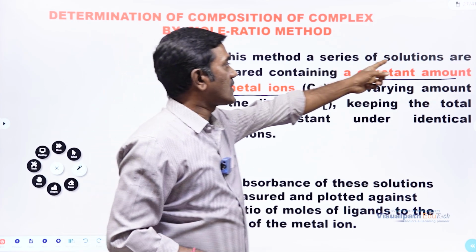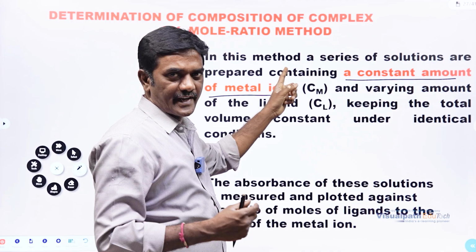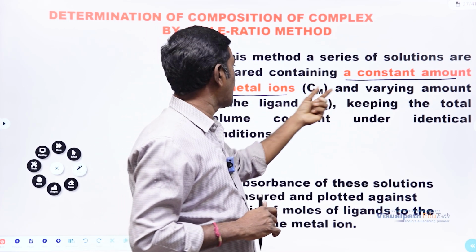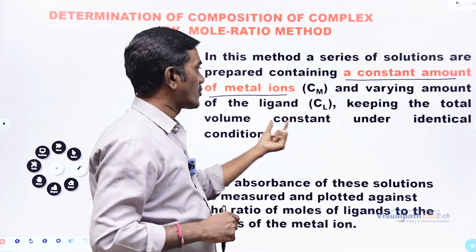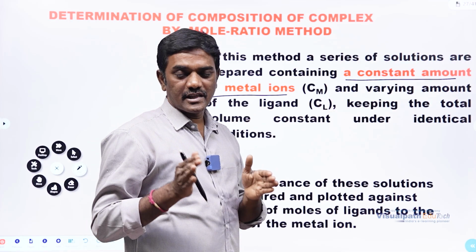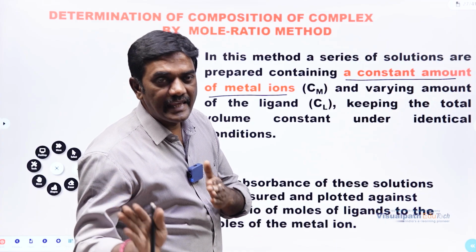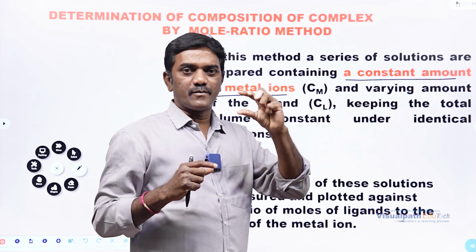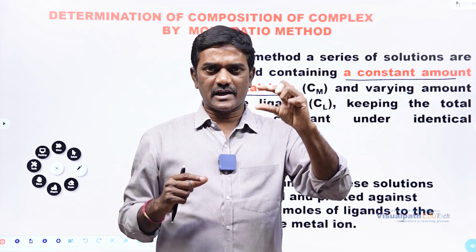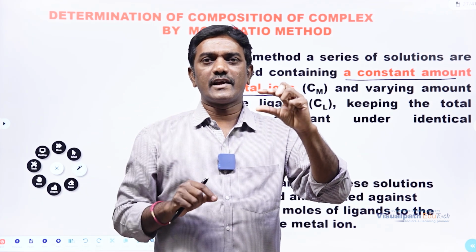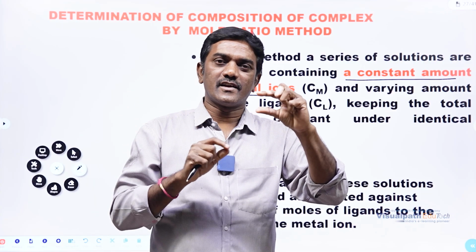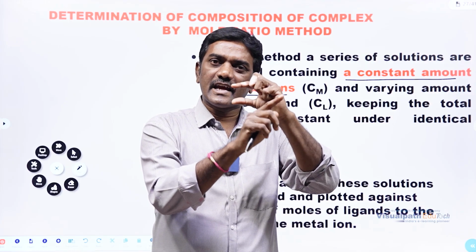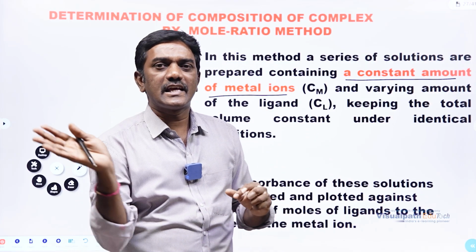So in this method, a series of solutions is prepared, not in a test tube, containing a constant volume of metal ion and varying amounts of the ligand, keeping the total volume constant under identical conditions. We keep the conditions the same and just vary the ligand. For example, 5 ml of metal ion, and we add 1 ml of ligand, 2 ml of ligand to this metal. So we keep the metal constant and vary the ligand.